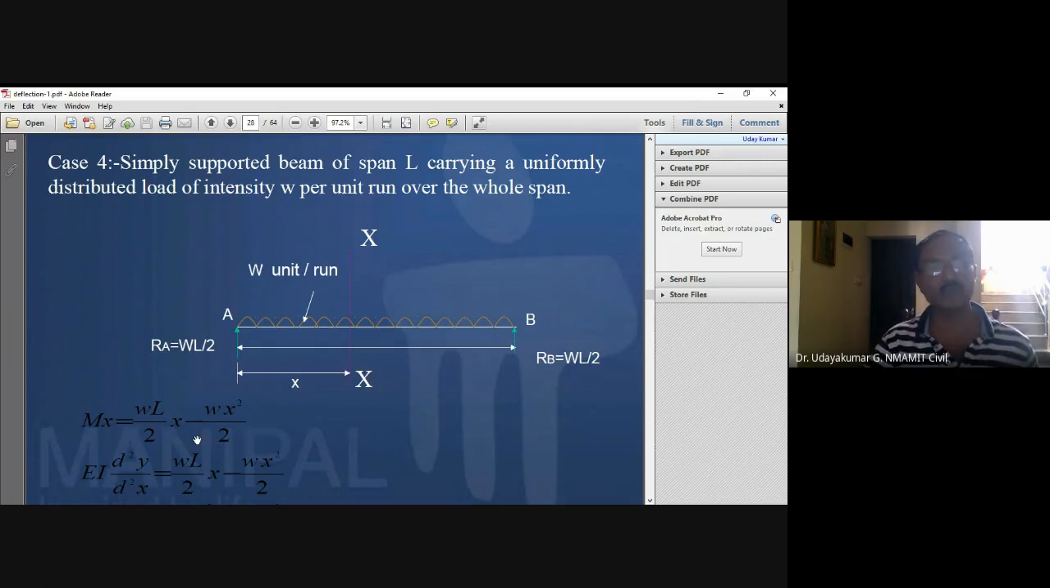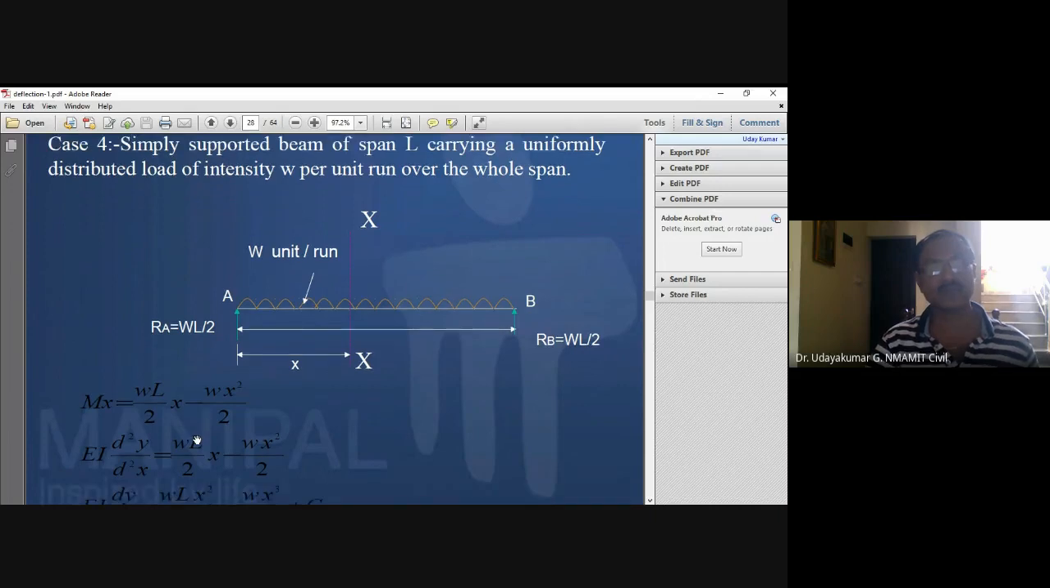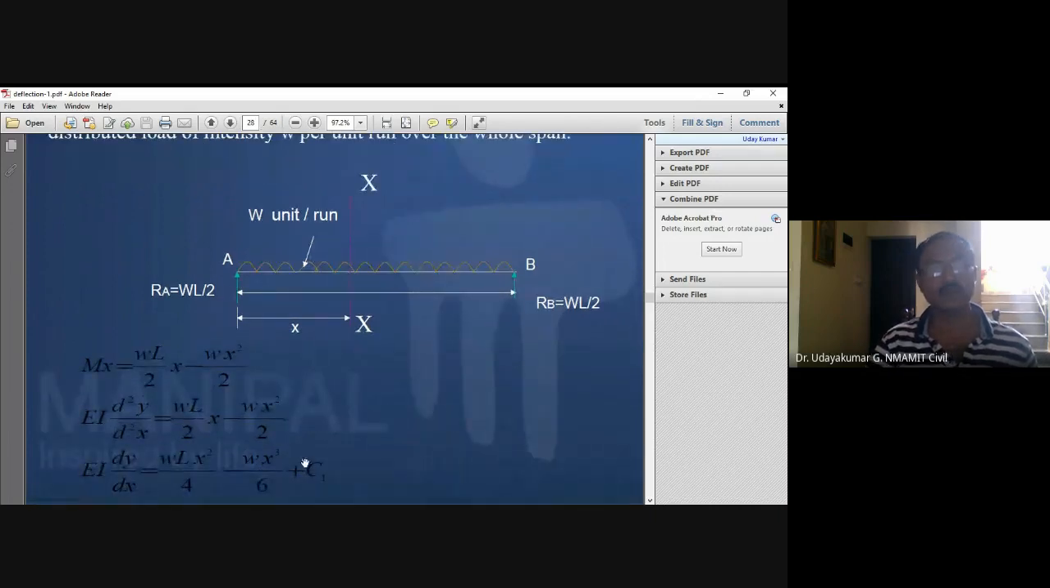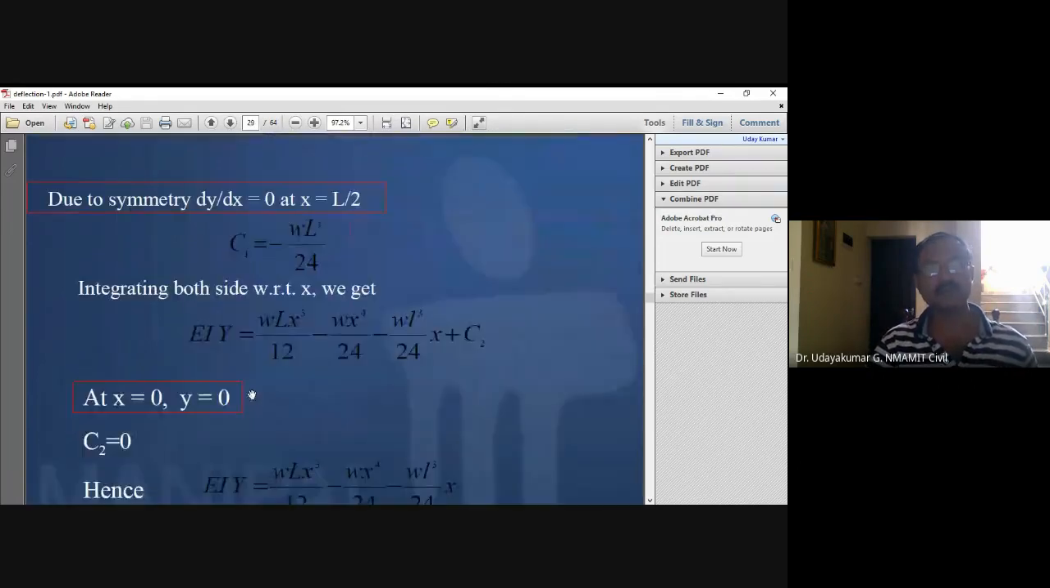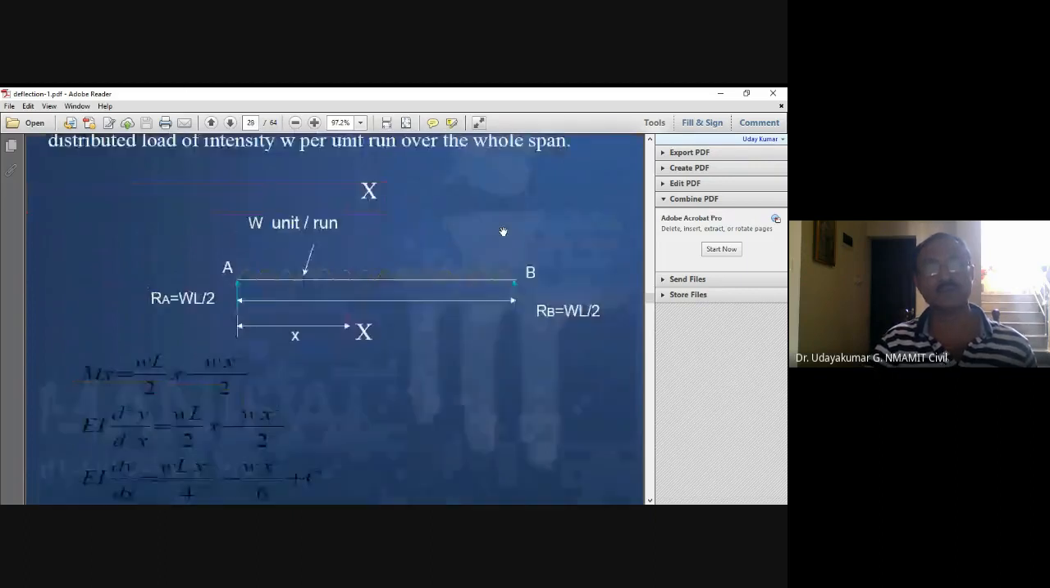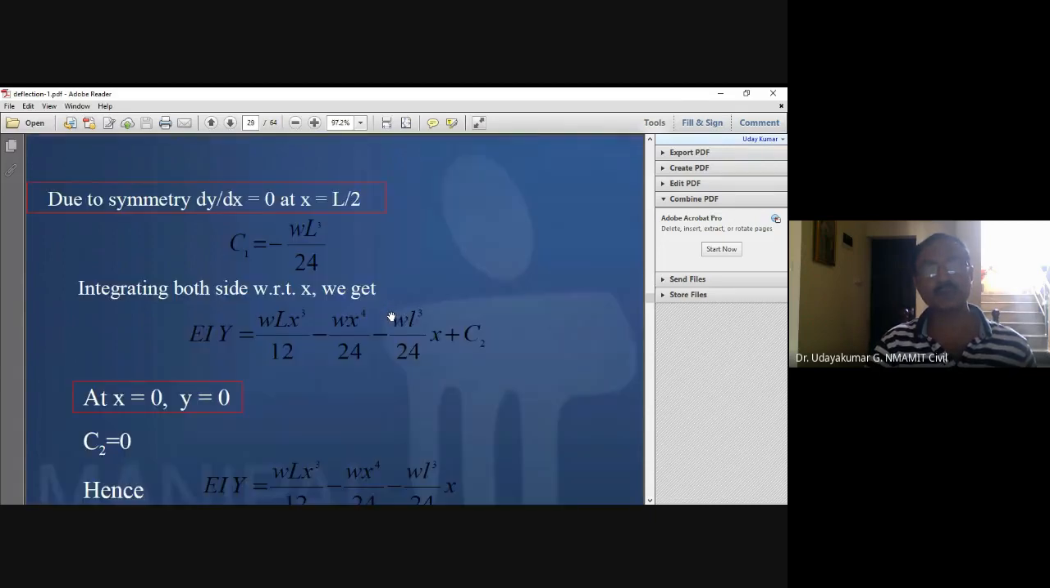Then we integrate once, we get C1, and to find C1, at x equal to L by 2, that is at the midspan, slope is 0. So slope is 0 at midspan at x equal to L by 2. C1 you get minus omega L cube by 24.